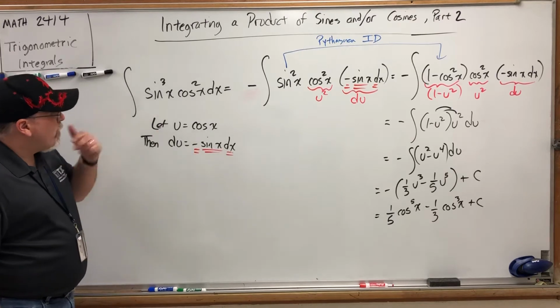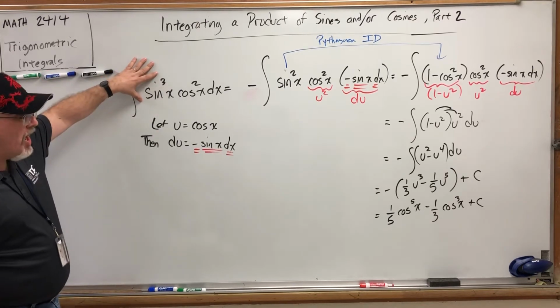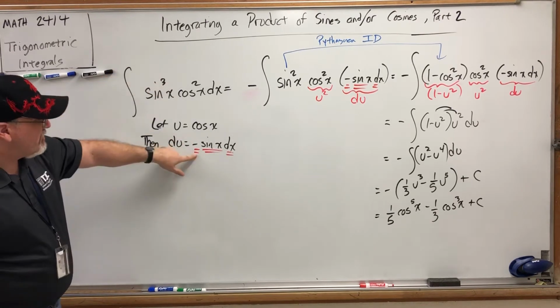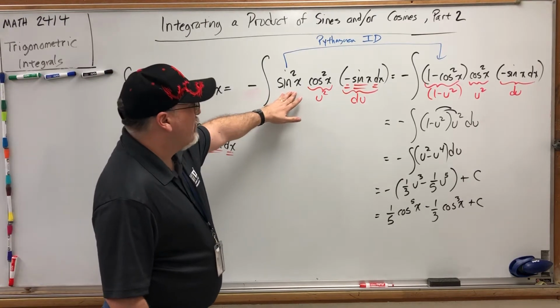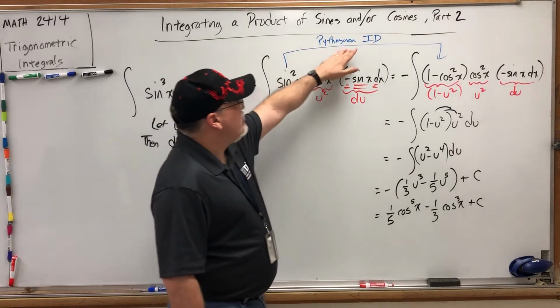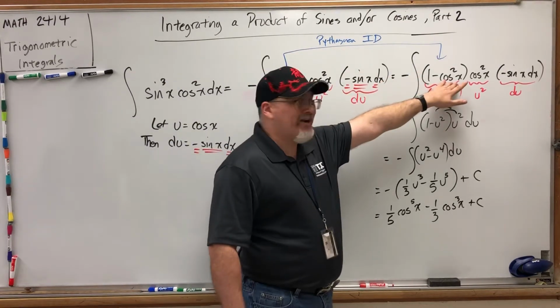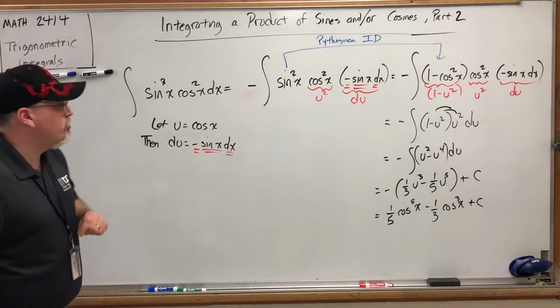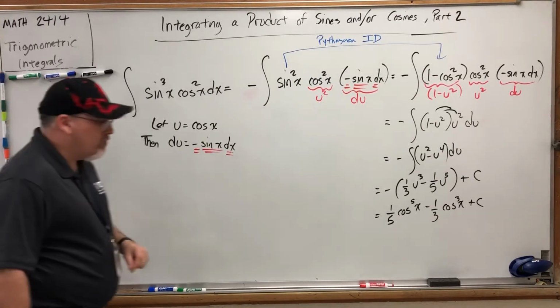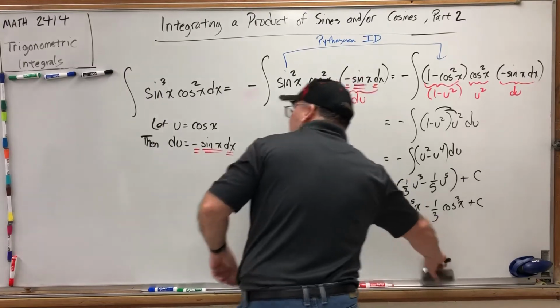But the reason that worked is because the power of the sine was odd. Stealing one of the sines for the du package left it even, and being an even power, specifically 2, allowed us to use the Pythagorean identity to rewrite it in terms of cosine. In other words, rewrite it in terms of our substitution. So without further ado, let's begin formalizing the technique here.